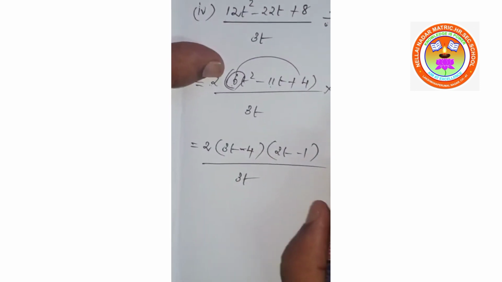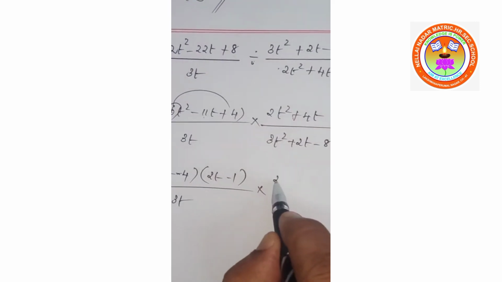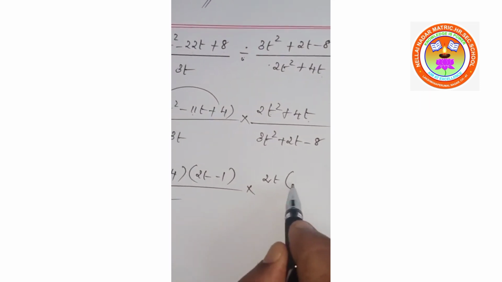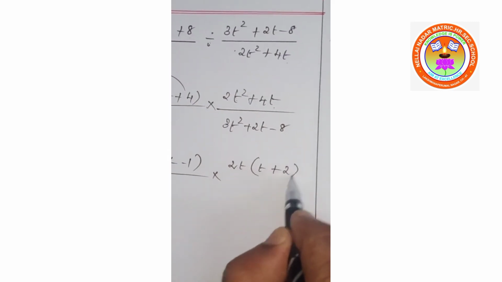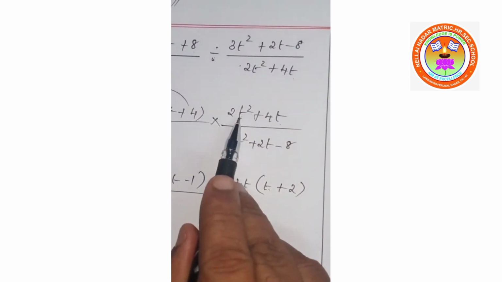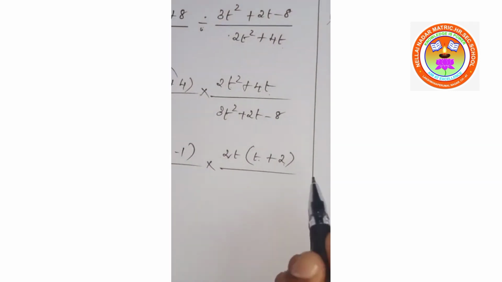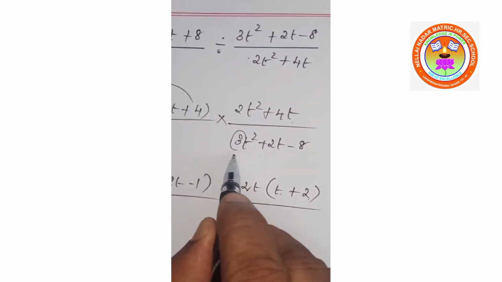Into. Here 2 and 4, we can take 2 as common. t squared and t, take t as common. After taking 2t as common, you will be writing t plus 2. You can verify. 2t into t is equal to 2t squared. 2t into 2 is equal to 4t. Divided by. Here we can factorize.